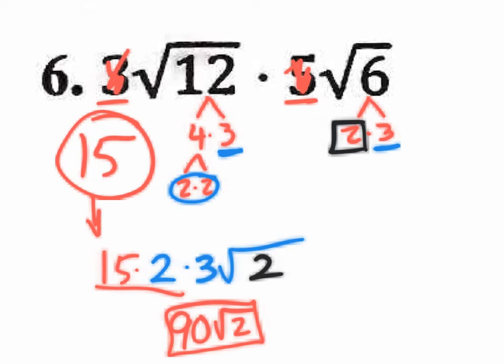Now, of course, we could have said 12 times 6 is 72. And the square root of 72 would break down to 36 times 2, and you'd get 6 square root of 2. But you still had that 15 that you need to multiply by 6. And that would still give you the same answer, 90 square root of 2.